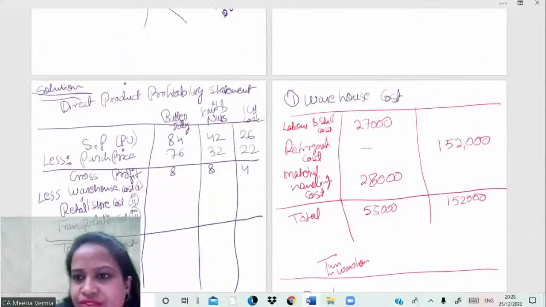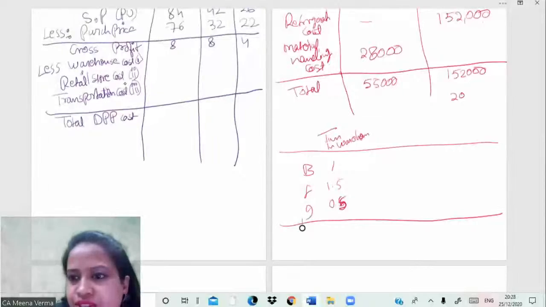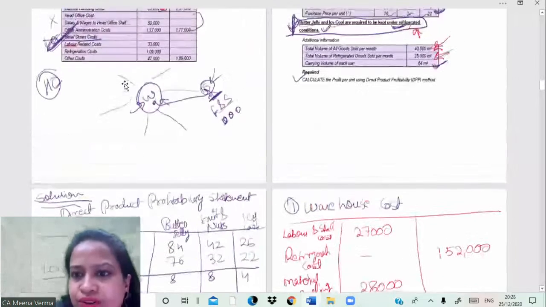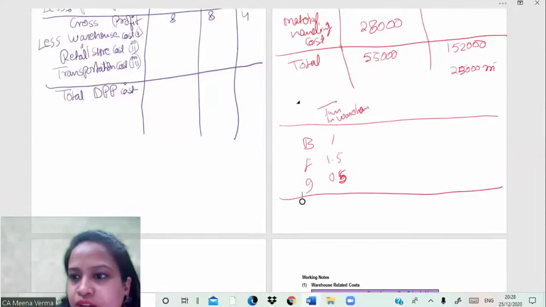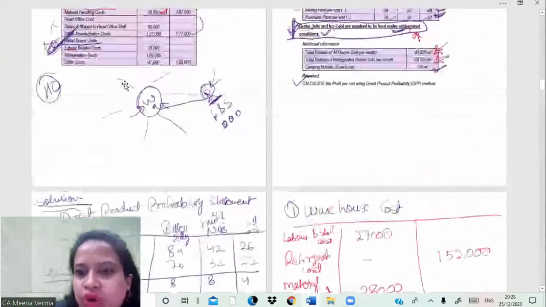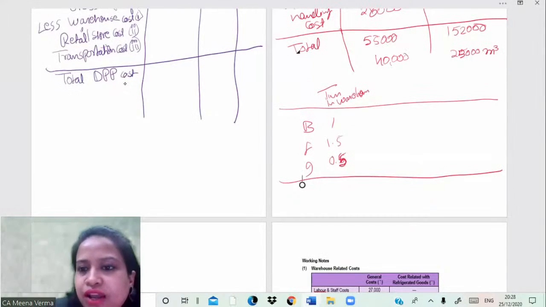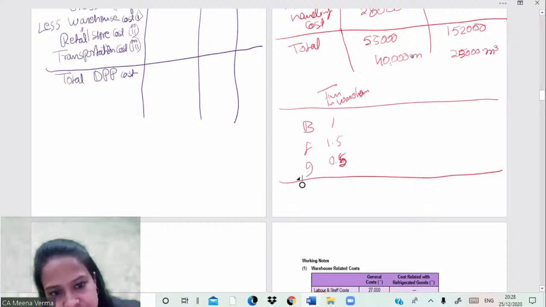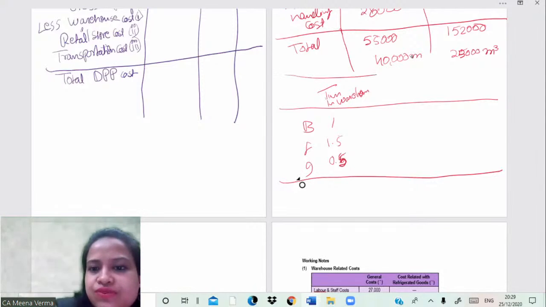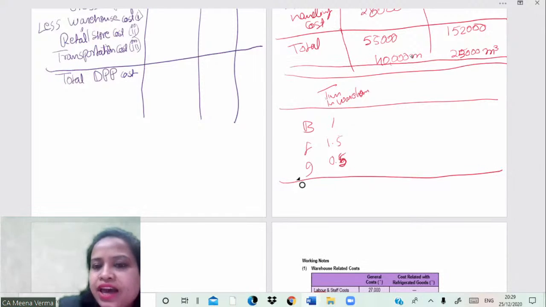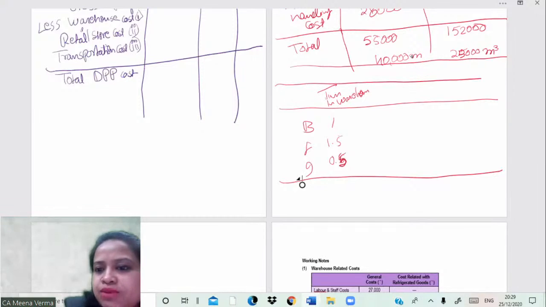The volume which you will keep in refrigeration is 25,000 meter cube. And the other quantity is 40,000. So in this way, you can calculate the cost per meter cube for the product which you keep in refrigeration and the cost per meter cube for the product which you keep in another place. So this is the cost per meter cube per month: 1.38 at this place and 6.08 at this place.